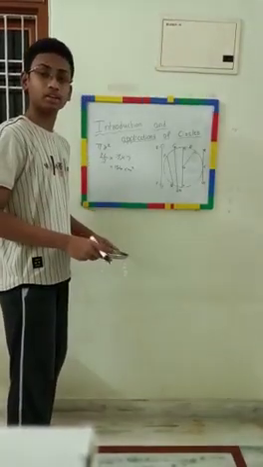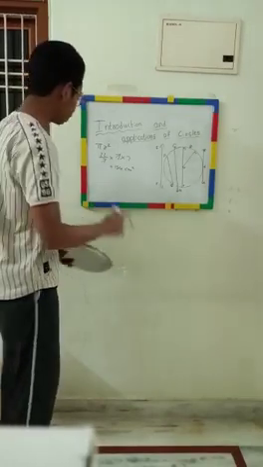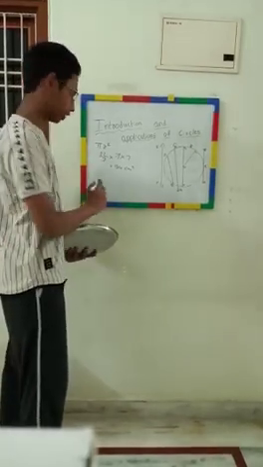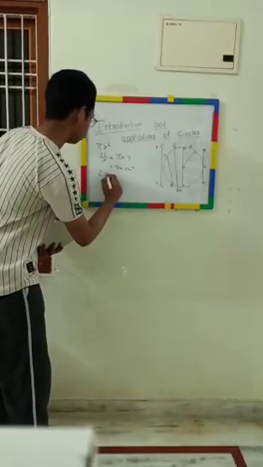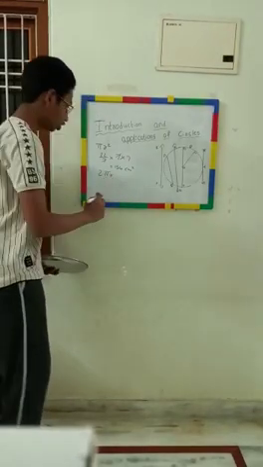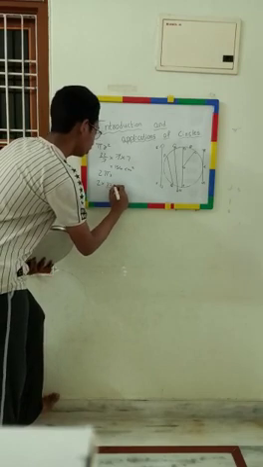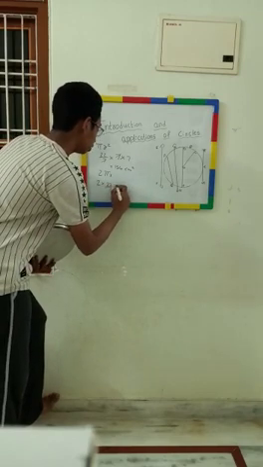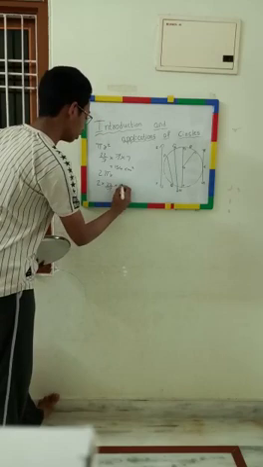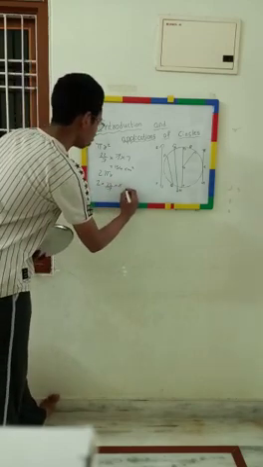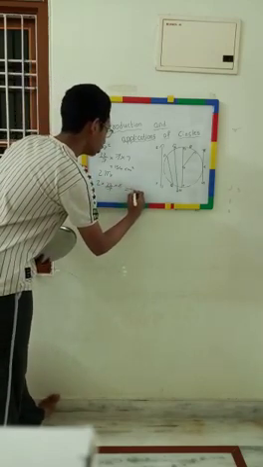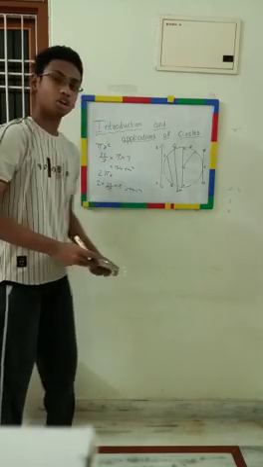And now circumference of this plate. The formula is 2 pi r. So 2 into 22 by 7 into 7. So 7 will be cancelled. 2 into 22 is equal to 44 centimeters.